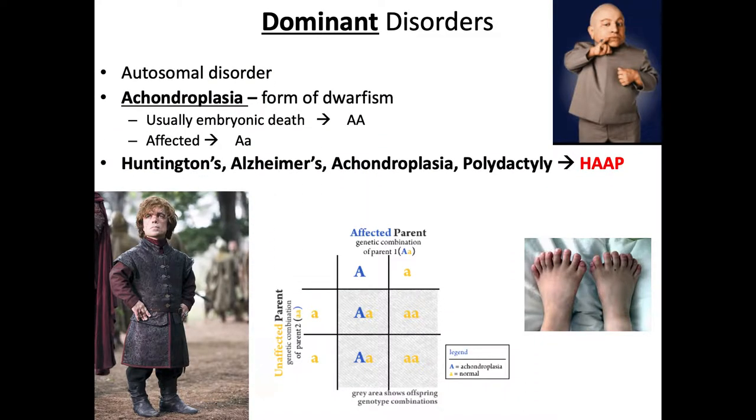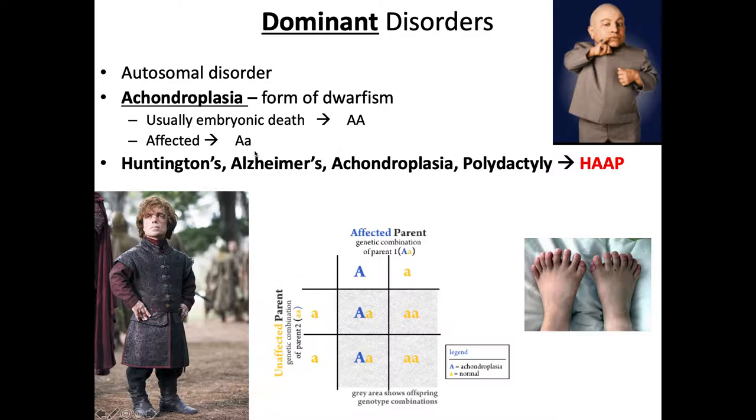Okay, so your next type of disorder is our dominant disorders. And these occur on the autosomes as well. For these dominant disorders, what usually happens is that it results in embryonic death or miscarriages, okay? Especially if the offspring is homozygous dominant. That means they have two defective alleles, and this embryo didn't have a chance to live, didn't have a chance to develop.